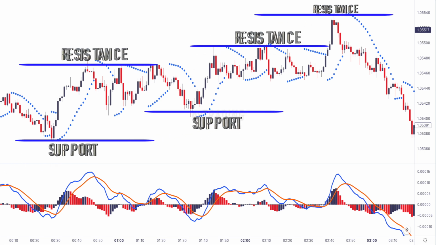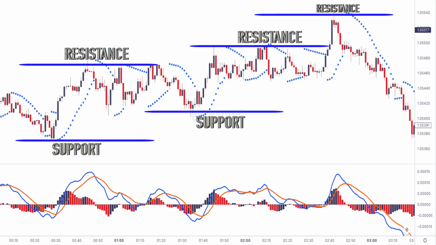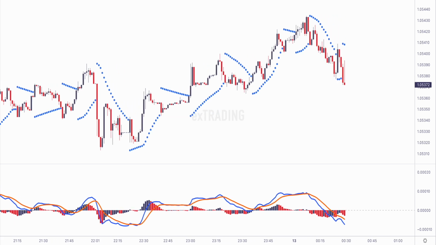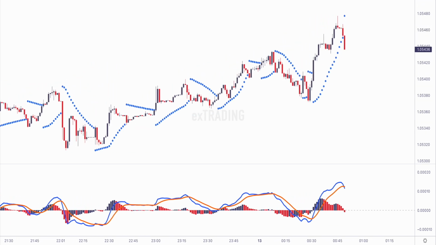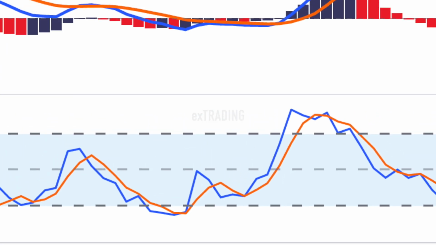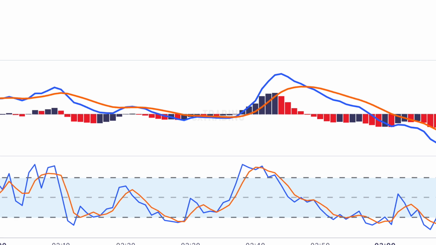It can also be used to identify potential support and resistance levels. If the price bounces off the Parabolic SAR, it can indicate that there is strong support or resistance in that area. It may produce false signals when the price moves sideways, and the trader should expect small losses or small profits. That's why the stochastic indicator will help you filter these false signals.